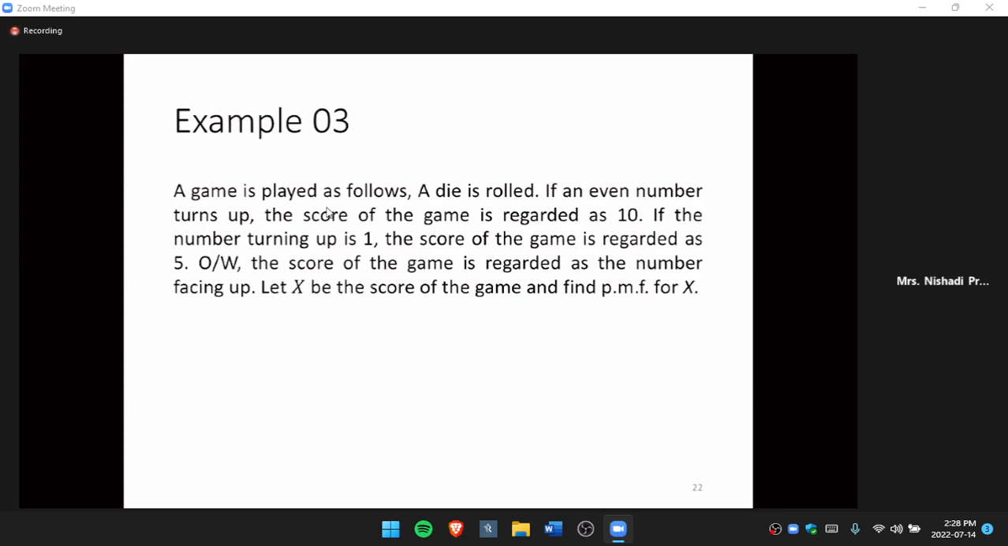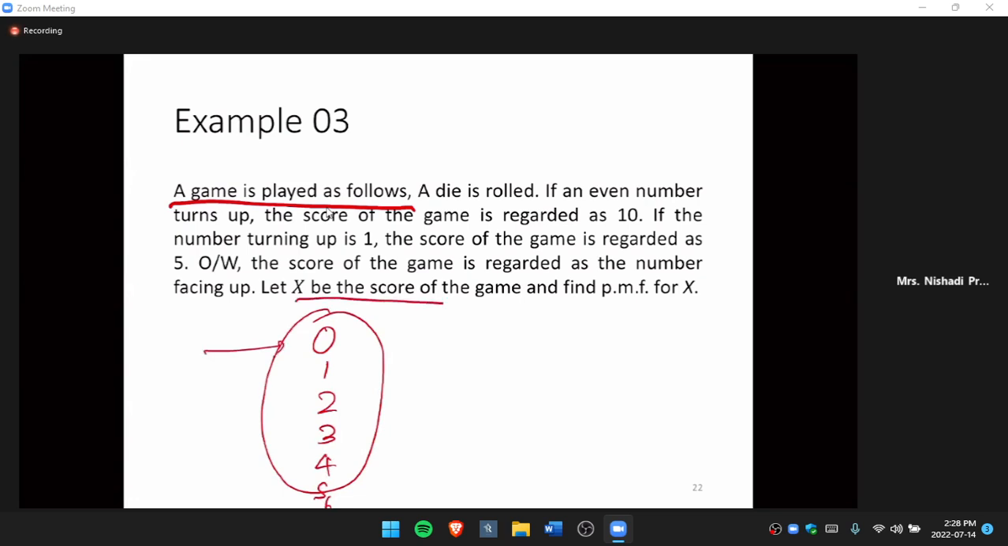A game is played as follows. A die is rolled. Now tell me, what is the sample space when we roll a fair die? If we roll a fair die, the sample space would be 0, 1, 2, 3, 4, 5, 6. Okay? Right. Now that is not the random variable x. X is the score of the game.